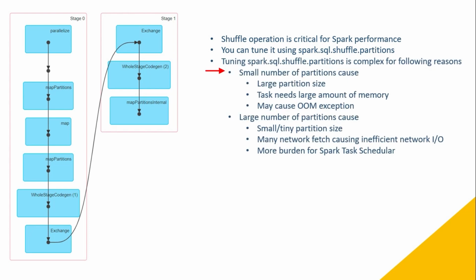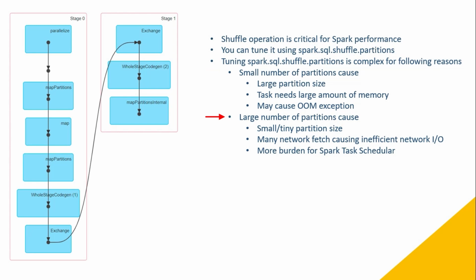If we configure a small number of partitions, then the data size of each partition may be very large. A large shuffle partition may cause 2 types of problems. Your task may need a lot of memory to process the partition, and it might slow down juggling data between memory and disk. In the worst case, you may also see an out-of-memory exception.